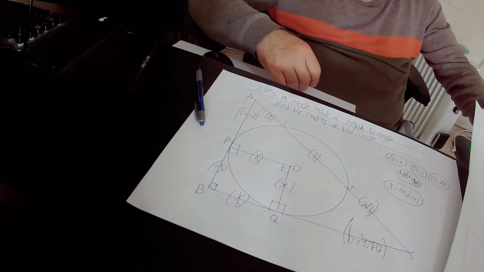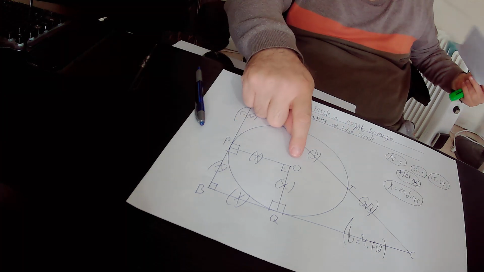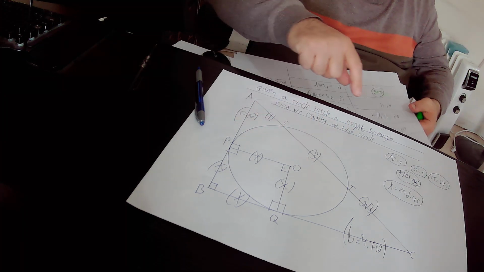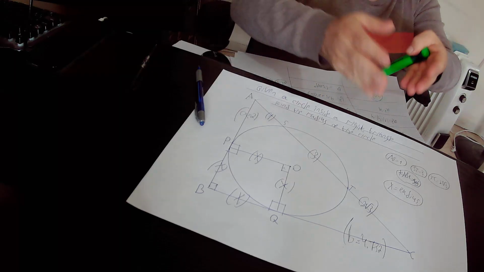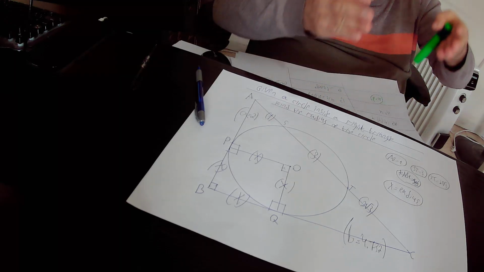So in the first step, we define the center of this circle, this point, as O. And we define the radius of this circle, the radius that we are looking for in this question, as X.